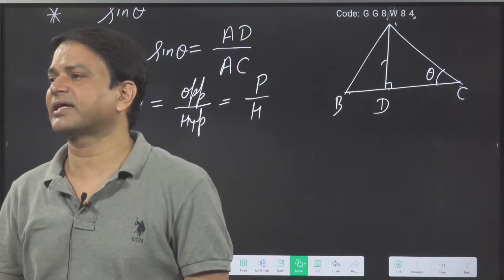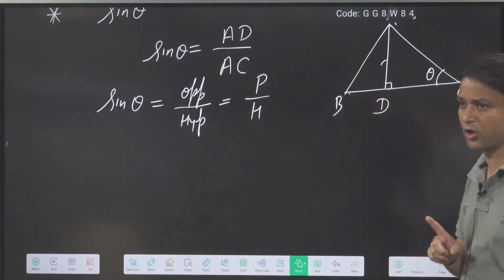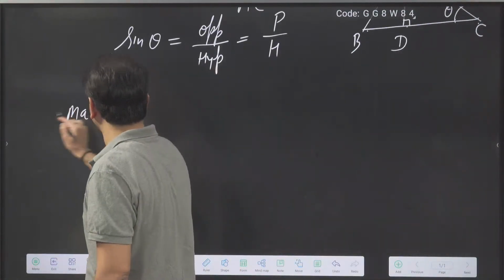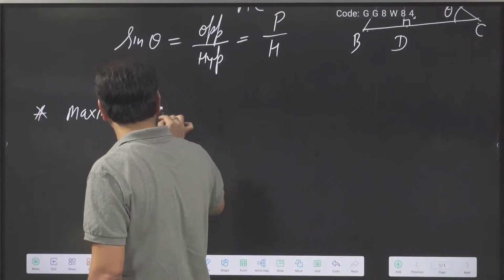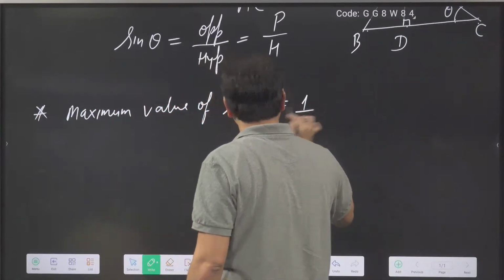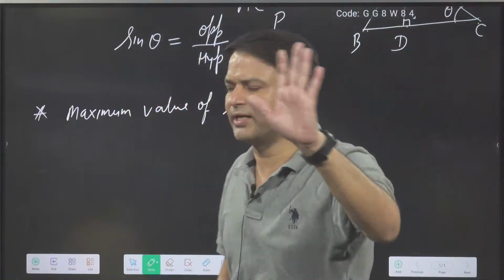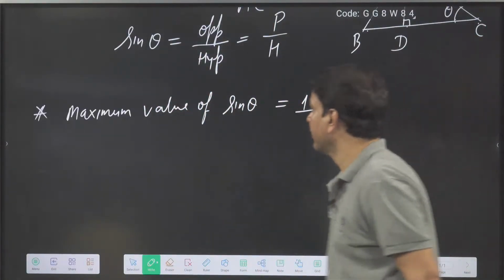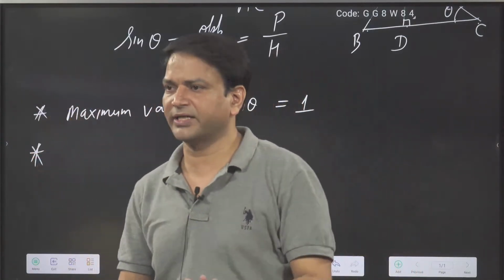It means sin theta can never be more than 1. Everybody got it? So we will remember the maximum value of sin theta because we use it in so many places. The maximum value of sin theta is equal to 1. When theta is equal to 90, that is a different thing, but the maximum value of sin theta we can get is 1. Suppose I say sin theta cannot be negative.